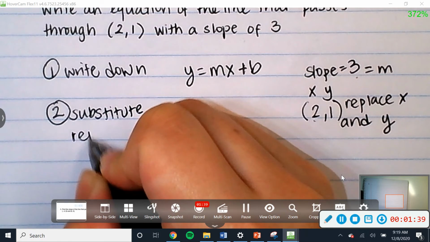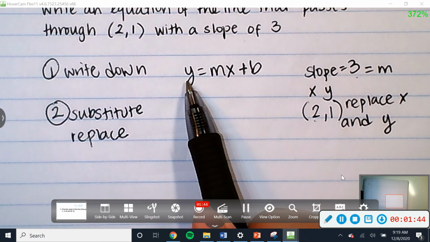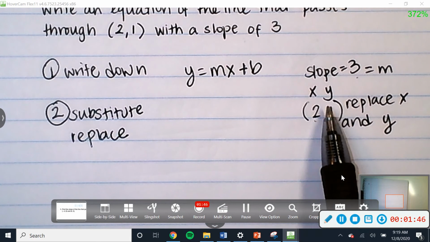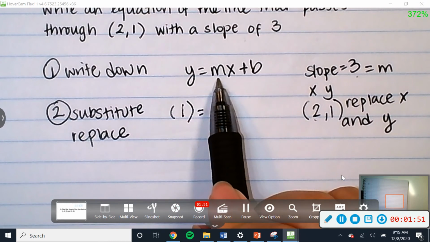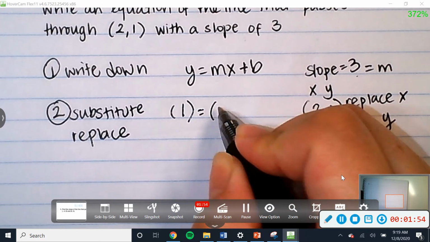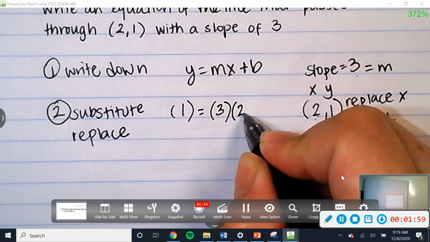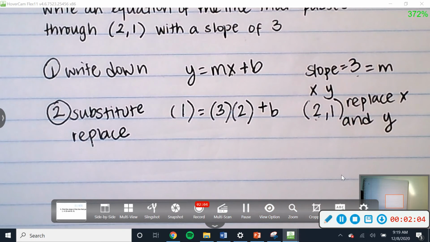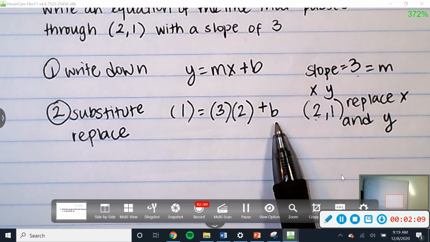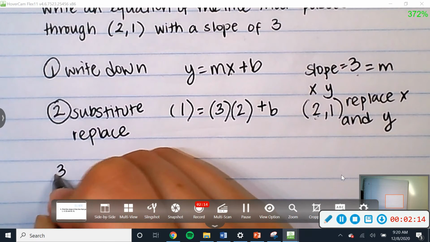Once you know that we can replace the variables in our equation, we are going to substitute, which means we just replace each of these variables. So our y value, I labeled it here, is 1. So I'm going to plug in 1. Our m, our slope value, is 3. Our x value is 2. And we do not know b. So this is going to stay as a variable. So now we've plugged in all the numbers that we do know, and we can actually solve for the y-intercept, the b value.